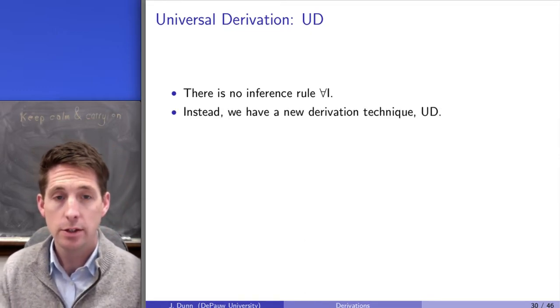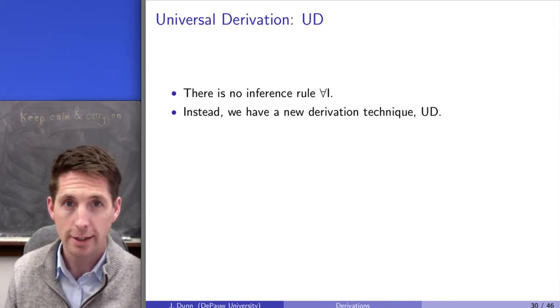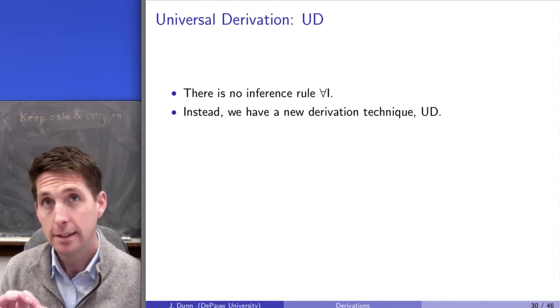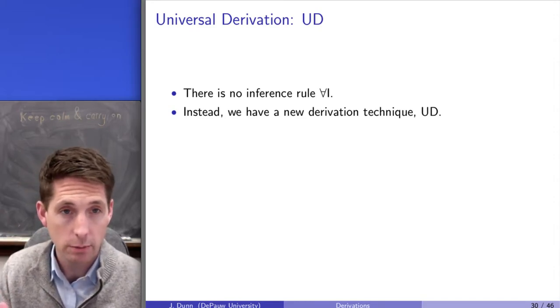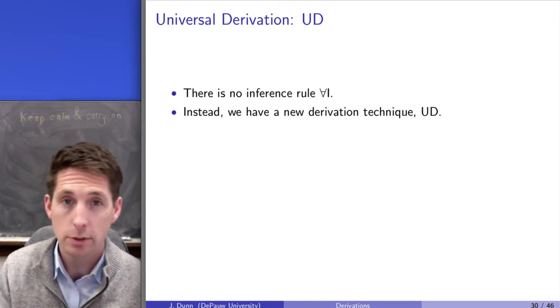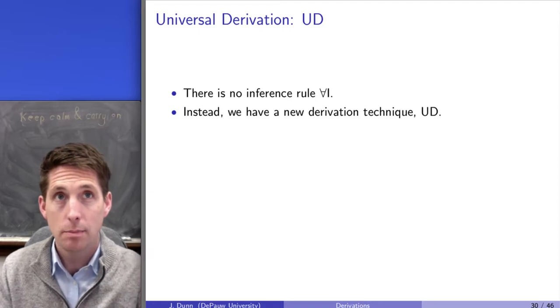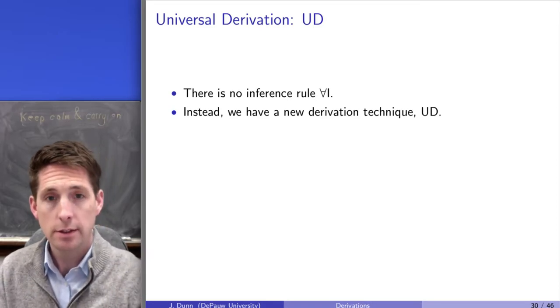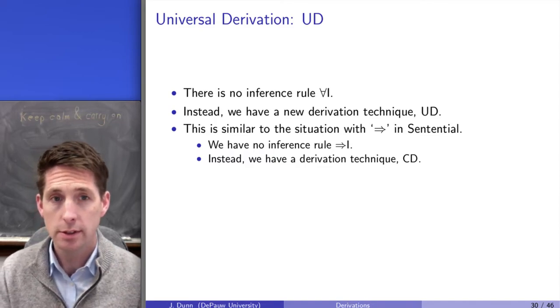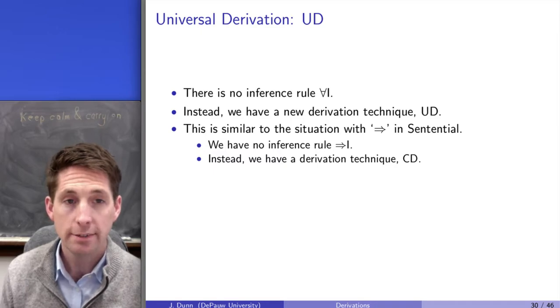Instead, what we have is a new derivation technique. So this is a new way to cancel show lines. Just like DD, CD, and ID all tell us how to cancel a show line of a certain form, UD, universal derivation, is going to tell us how to cancel a show line that has as its main connective a universal quantifier. And so this is going to be sort of similar to the situation we find ourselves in with sentential when it comes to if-then.